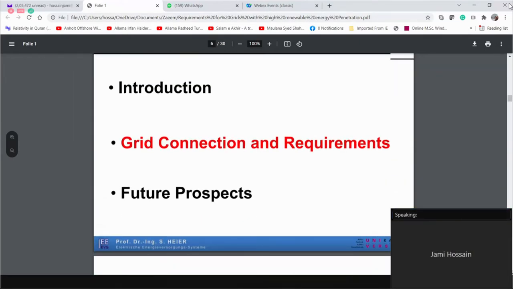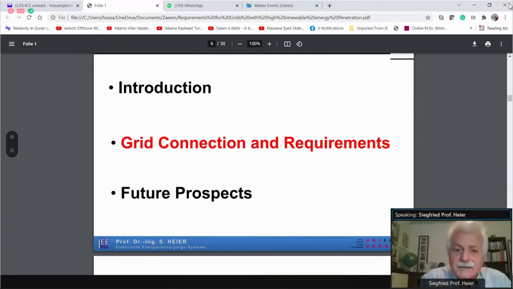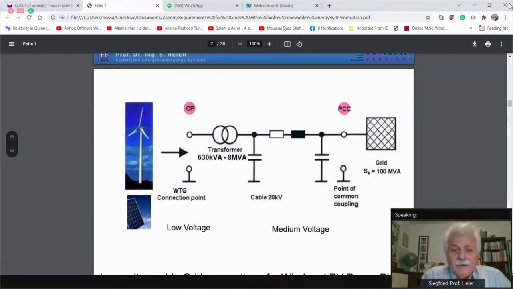So now we come to the grid connection and requirements. Next picture, please. To integrate a wind or PV system in the grid means that we are working normally on the low voltage side, and we connect the wind or photovoltaic system at the 400, 690 volt level, and come to the medium voltage level, and then to the next higher voltage levels. Next picture, please.